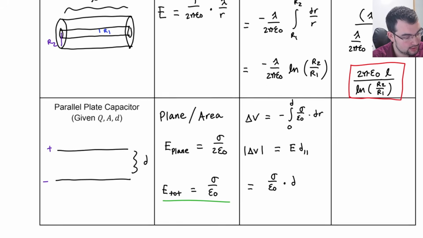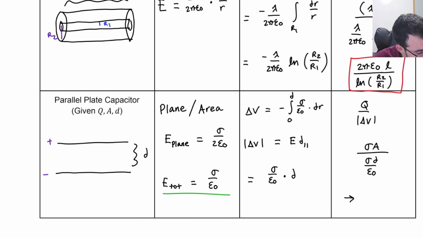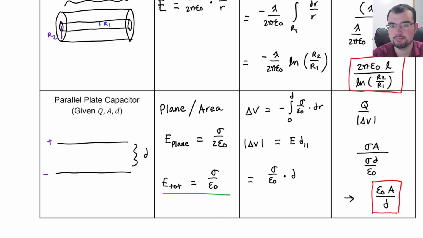All right. Now we can do the same thing once more. Q over delta V is our capacitance. What is the Q? Well, I'm given the area charge density, sigma. So if I did everything in terms of sigma, which is charge per area, Q would be sigma times area. And then potential difference, we said, was sigma d over epsilon naught. So we get epsilon naught A over d, which is very close to our parallel plate formula. And I say very close because it's missing a kappa in case we add a dielectric.